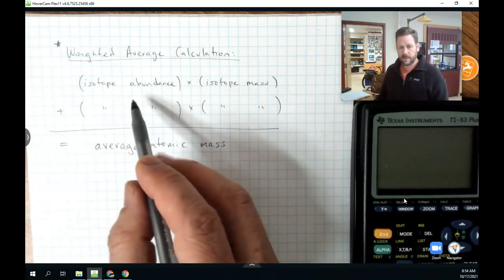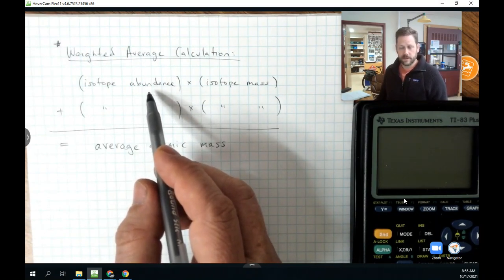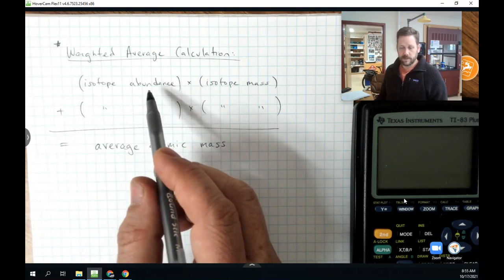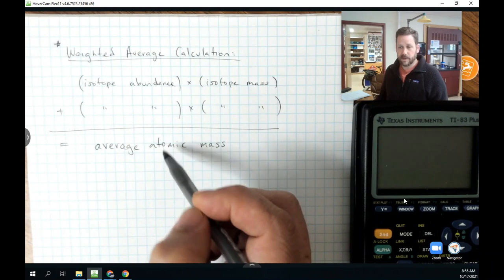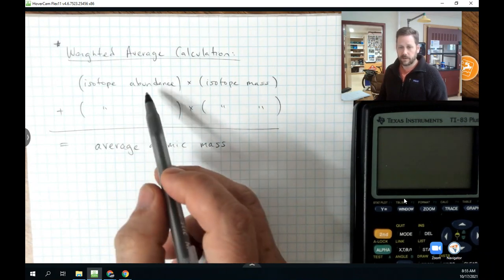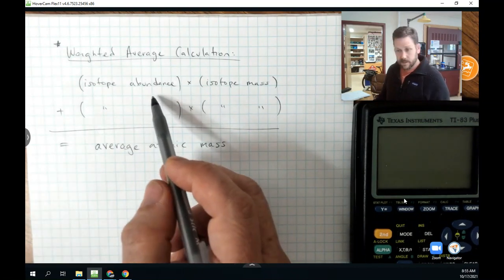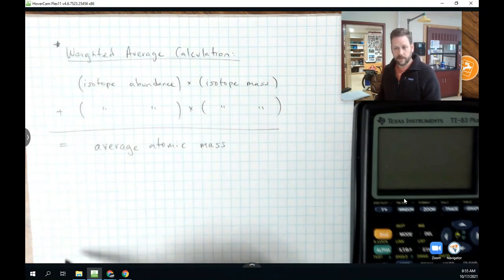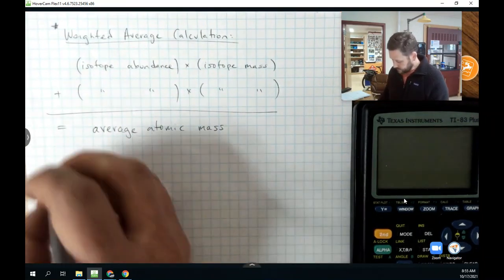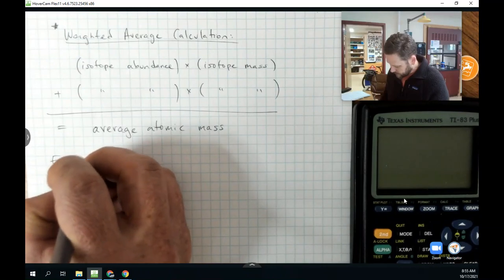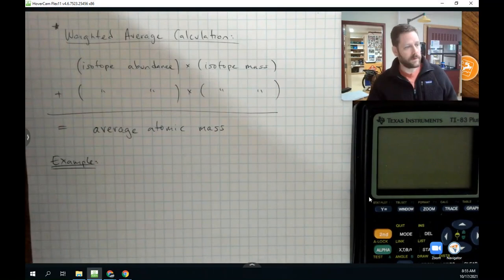Notice when I talk about the isotope's abundance, that's often going to be given as a percent, and you can use the abundance as a percentage, but then we'll have to divide our average atomic mass by 100 when we're done. Alternatively, you can convert all those percentages to decimal form, and then the calculation will be a little bit more straightforward. I'll give an example first of lithium. And we're going to give that example by looking back at the data from that image before.